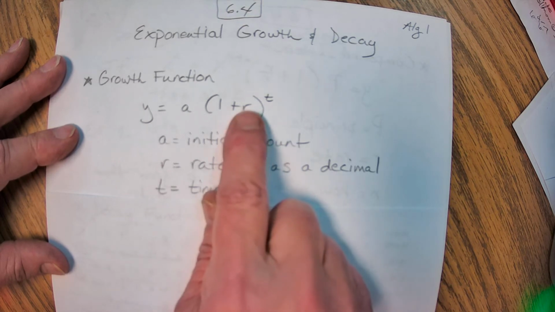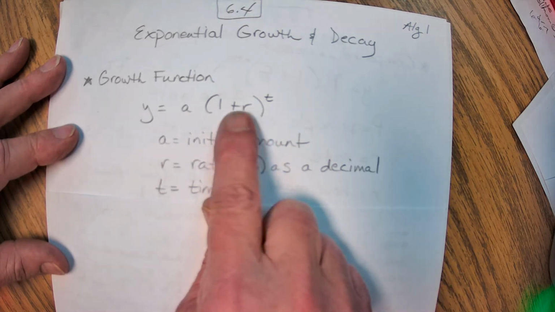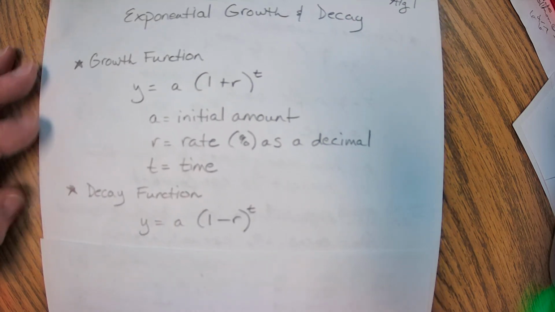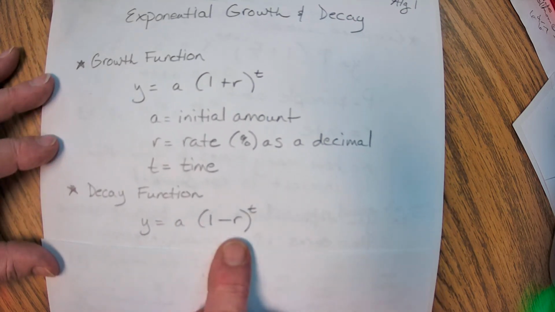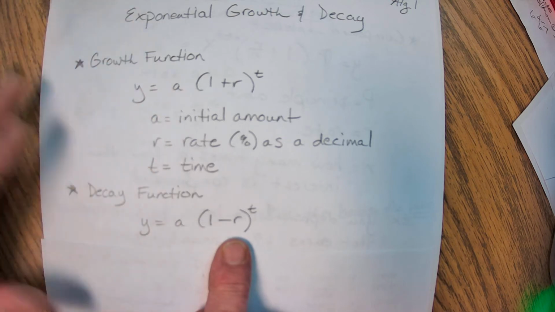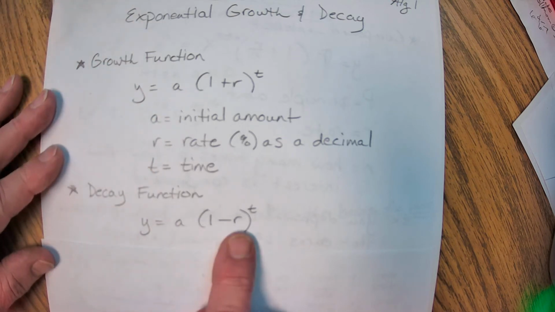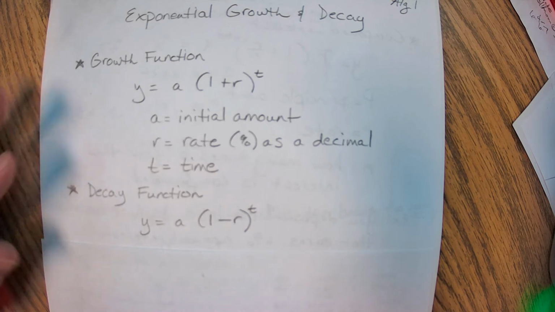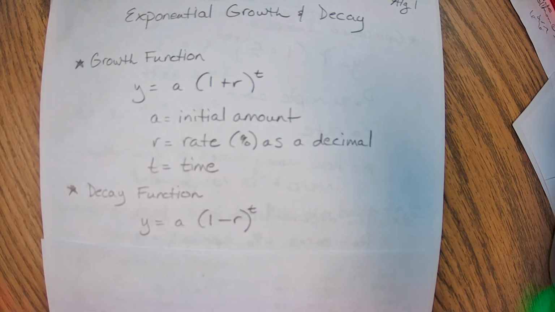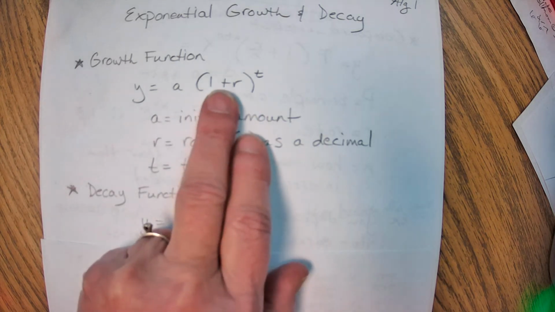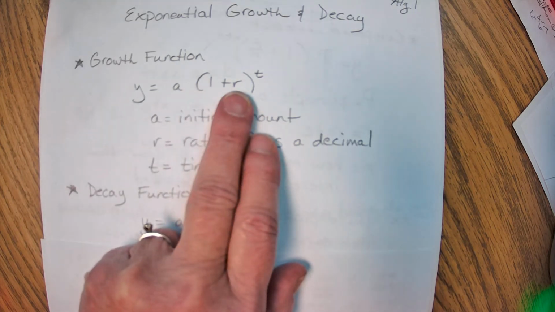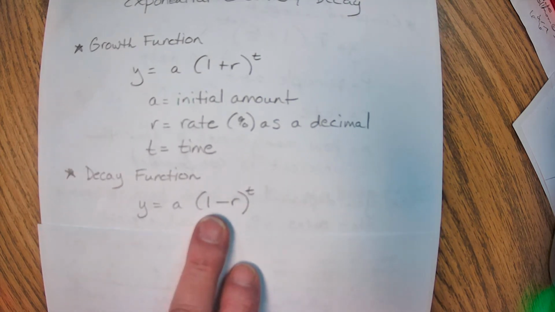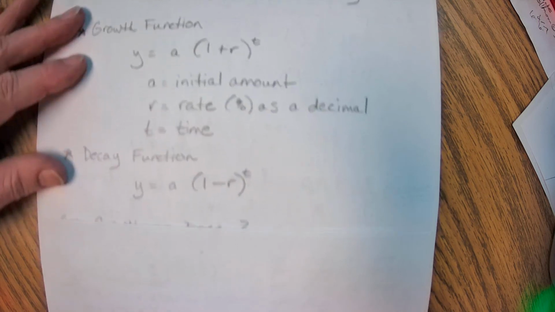So remember growth, we're adding the growth rate, and then the decay function, the only difference, all the letters stand for the same thing. This one is 1 minus r. So think about this. If it's a growth function, that means that whatever number's in parentheses is going to be greater than 1. A decay function, anything in parentheses will be less than 1 because I'm subtracting something from 1.